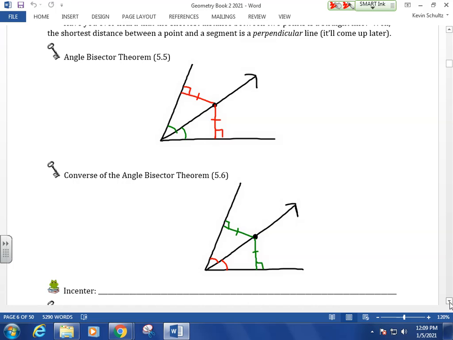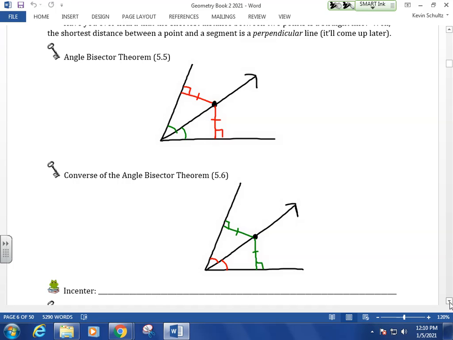So one piece of information leads you to the other, and then we flip-flop it. If you know it's an angle bisector, if you know these angles are congruent, then any point on the angle bisector is going to be equidistant from the sides. That's what you can conclude. The converse says that if you know that a point on the segment, ray, or line is equidistant from the sides, you can conclude it is indeed an angle bisector.